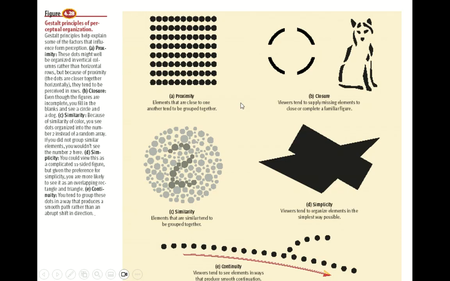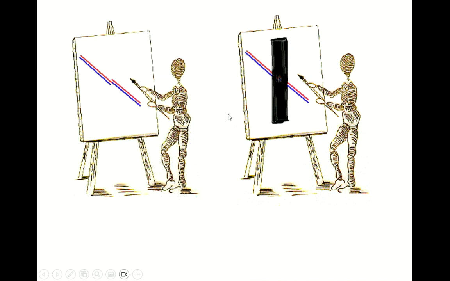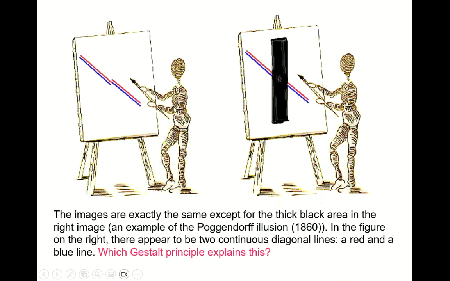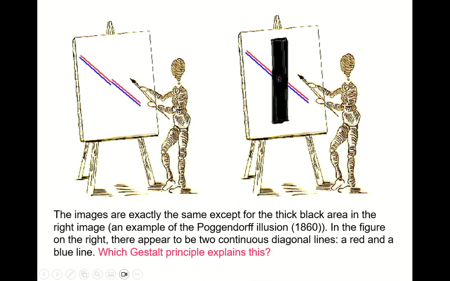All right, moving right along. This is a classic illusion. Which gestalt principle explains why this illusion is what it is? Because of continuity and closure. We think of the red line as continuous. When the black bar is on there, we do think of it as continuous when it's not. Closure, our mind fills in the gaps.